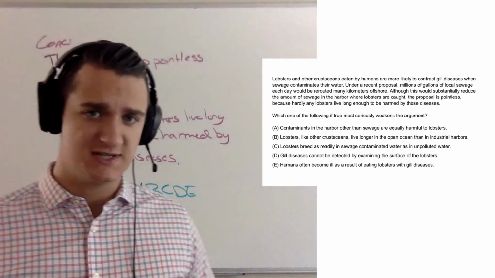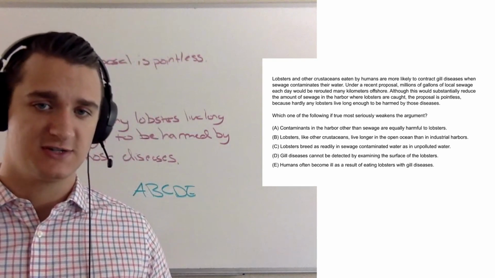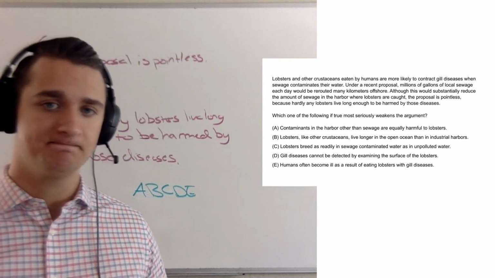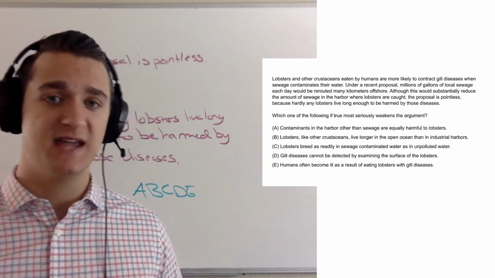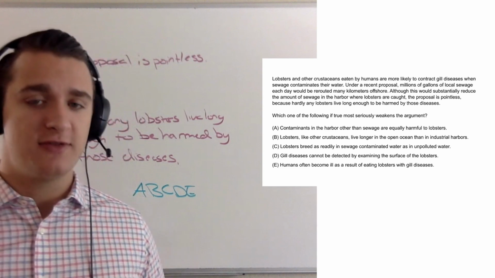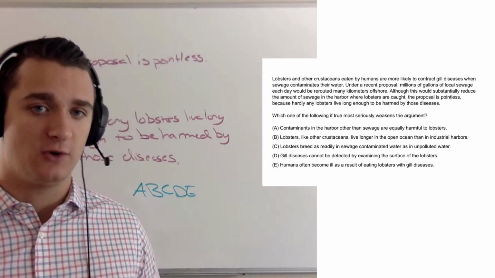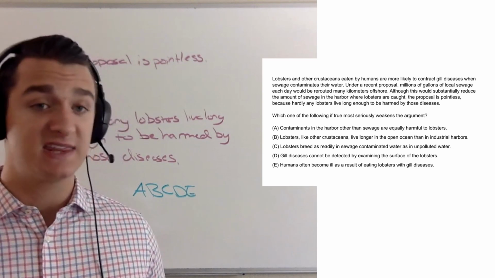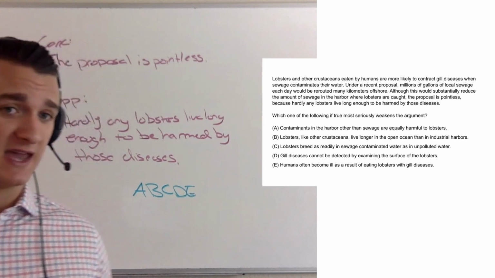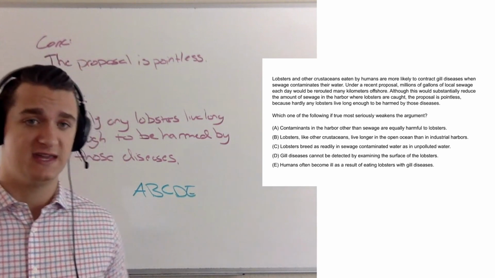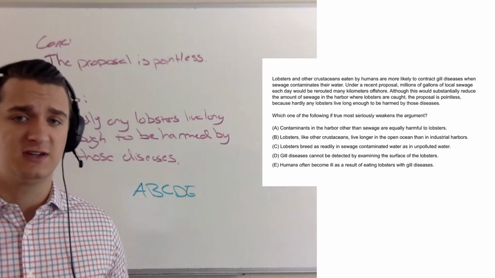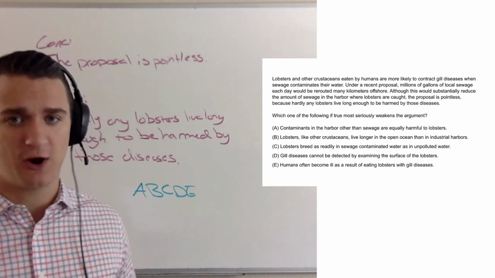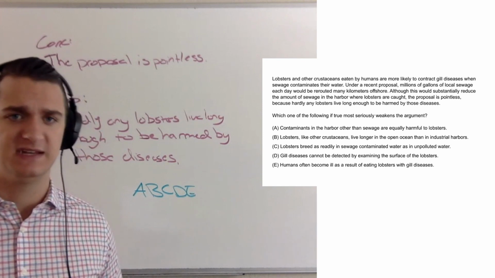Now, the question says this: which one of the following, if true, most seriously weakens the argument? And A says, contaminants in the harbor other than sewage are equally harmful to lobsters. Okay, well, let's tie things back into the passage. I want to think about the implications of that statement on the argument as a whole.